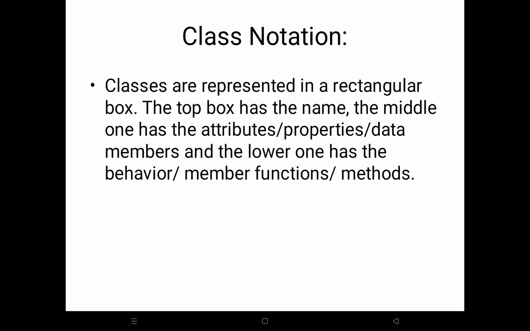Every class in UML is represented as a rectangle box. It consists of three compartments. The top compartment, the first compartment, consists of the name of the class. The middle compartment consists of attributes, properties or data members of the class. The third compartment is the methods or member functions of the class.